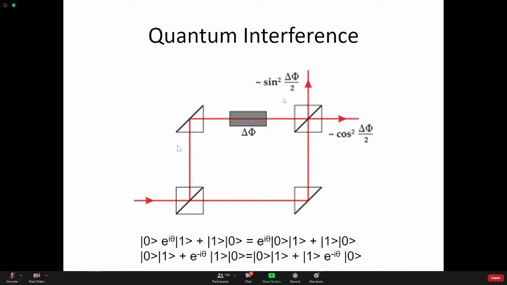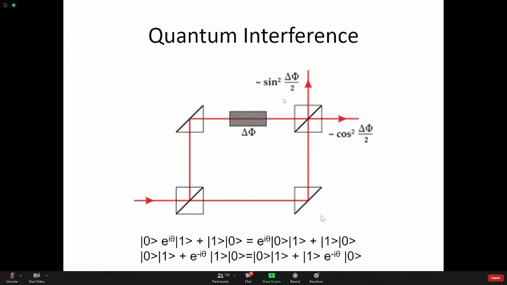So here is again a single particle going through an interferometer, and this piece of glass here kicks in a phase, which, as you know, then affects, after the second beam splitter, the probabilities to observe the particle, and they go as sine squared of this phase and cosine squared of the phase.